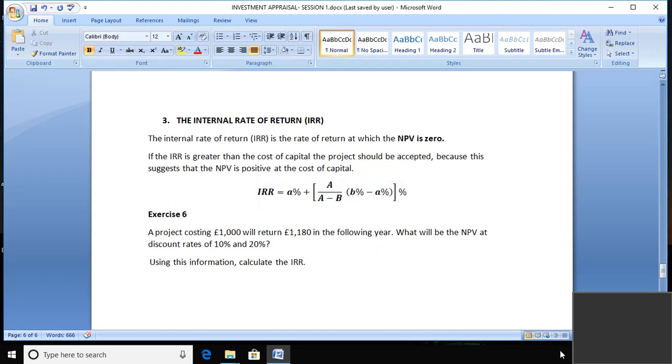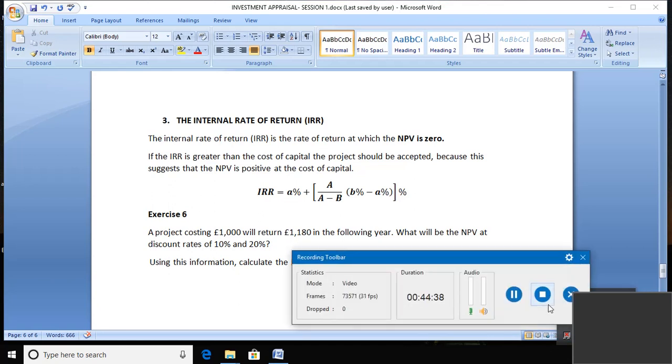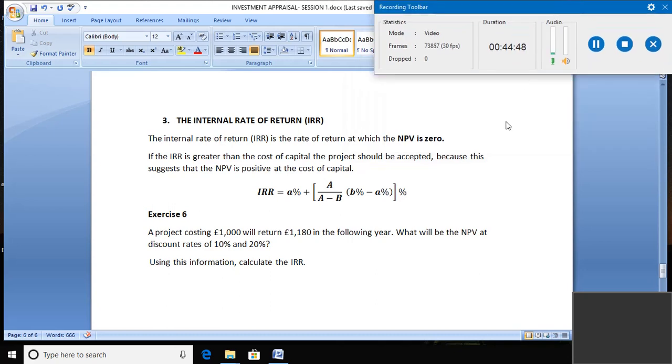Let me just pause a bit. Let's continue from where we had paused. Somebody walked in the room and I had to pause a bit to attend to them. But let's continue. So I was talking about the formula.